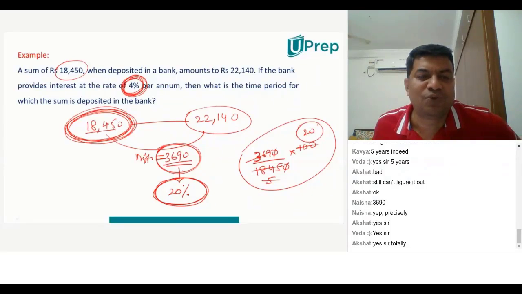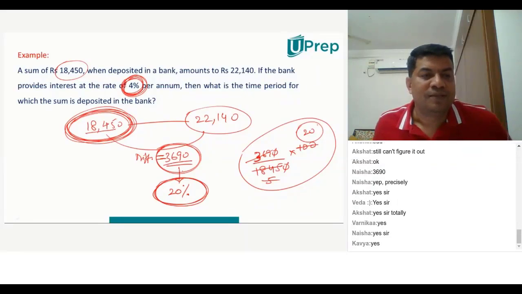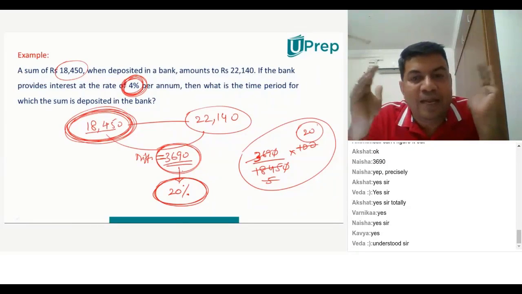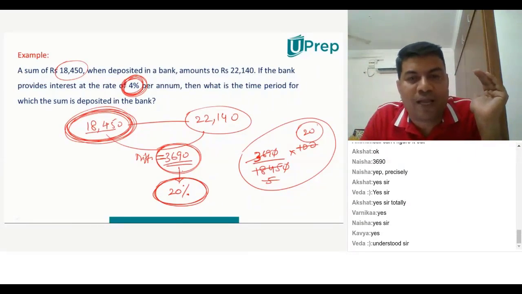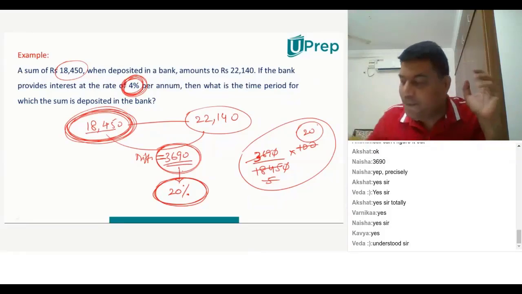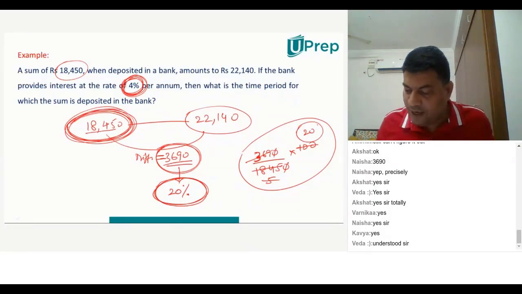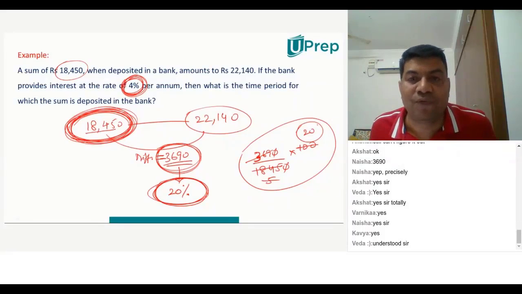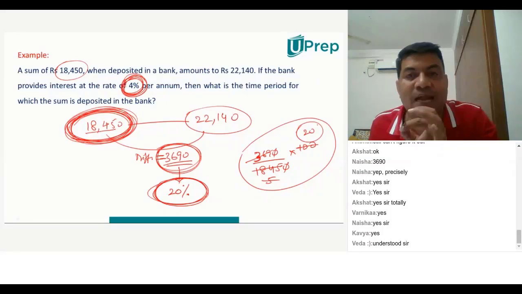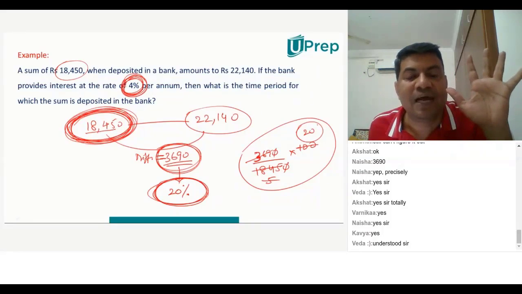How many of you have understood the approach that I taught just now? This doesn't require any formula. This is common sense. I'm saying 18,450 is becoming 22,140. That means you're earning an amount of 3690. What is 3690 on a base of 18,450? It is 20%. So 20% is the interest you have earned on 18,450. But how much interest are you earning per annum? You're earning 4% per annum. If you're earning 4% per annum, to become 20%, you will require 5 years. That's the reason the answer is 5 years.